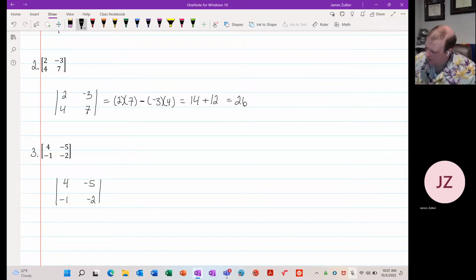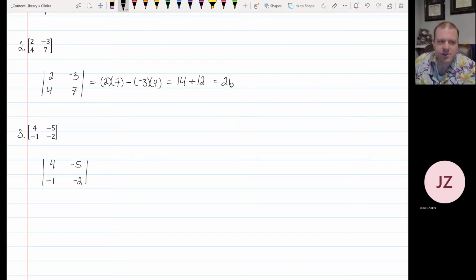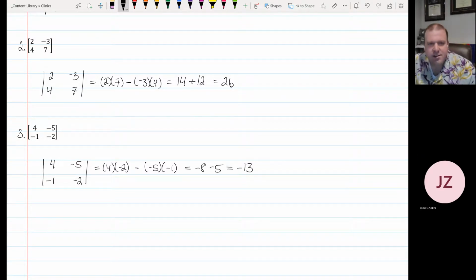Looking here, I'm actually going to go full screen. There we go. Four times negative 2 minus negative 5 times negative 1. So we're going to get negative 8 minus 5, and our determinant this time is negative 13.